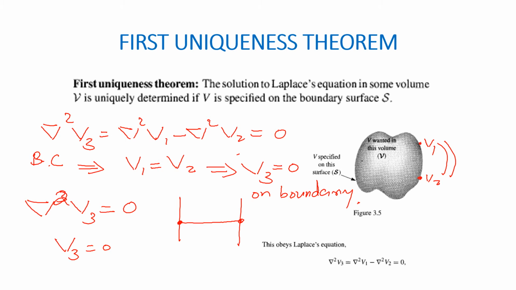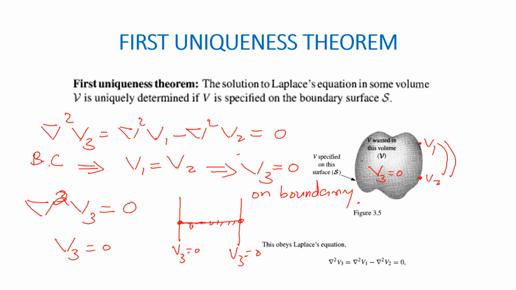That means, what is the value of V3 inside? Inside also it is 0. So V3 is 0 inside also, because its extremum values on the boundary are 0. It has a minimum value 0 and a maximum value 0. That means there is no other value for V3 inside the conductor. If the minimum is 0 and the maximum is 0, then the values in between are everywhere 0. That means the value of V3 is 0 inside the conductor.